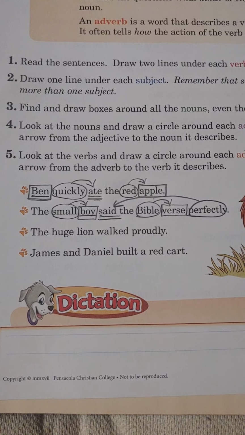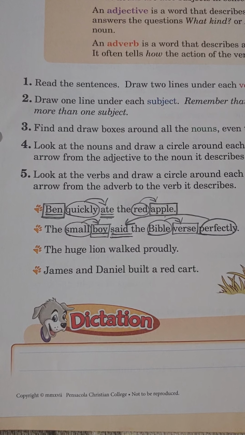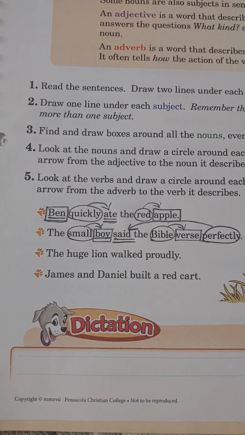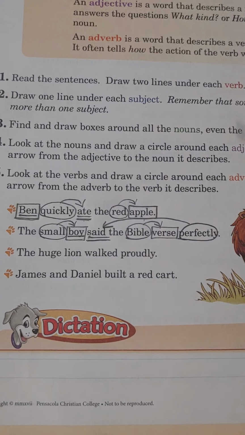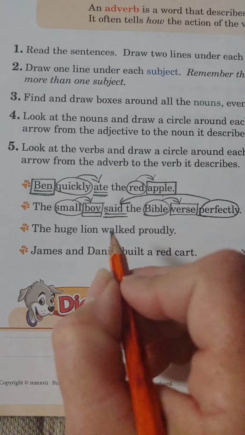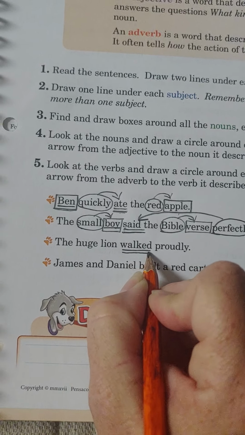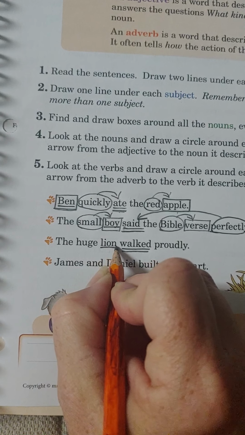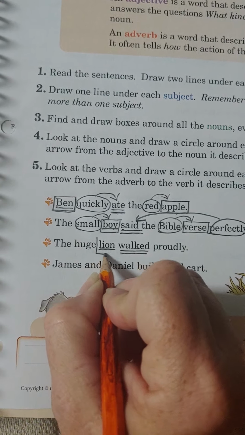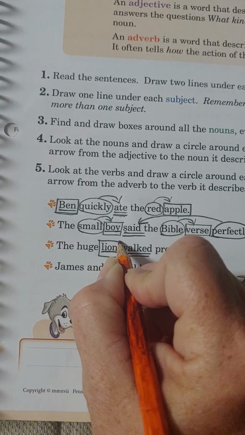Okay, next sentence. The huge lion walked proudly. Well, our verb right here, underline the verb, is walked. That is showing action, right? And our subject is lion. Lion is also a noun. We are going to box in lion.